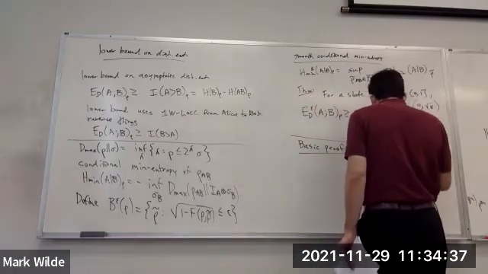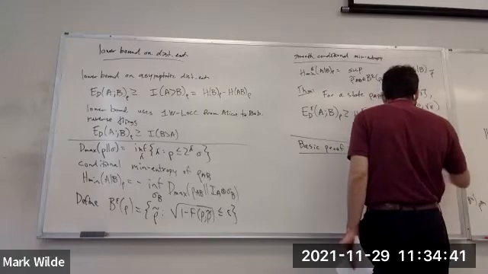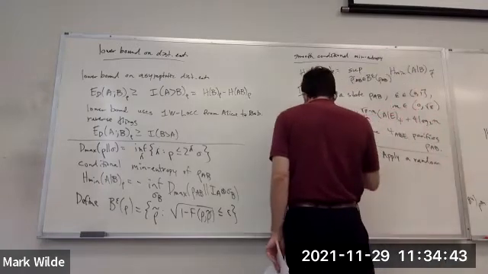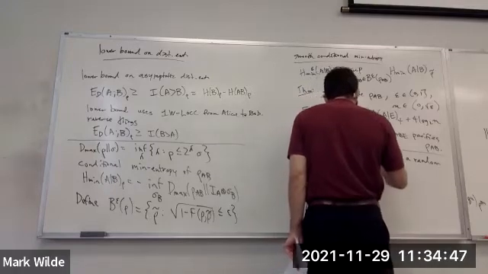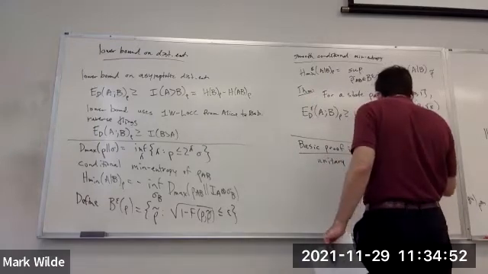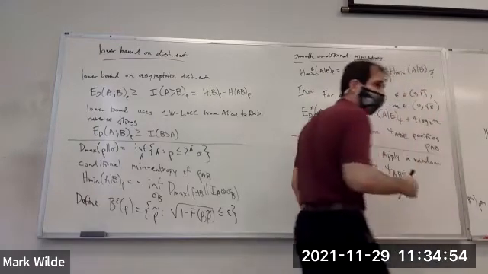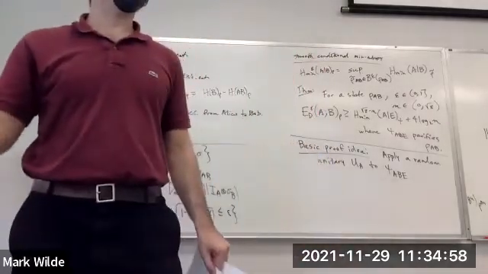Apply a random unitary. So this is the first thing Alice will do. Just hit her system with a random unitary, okay?